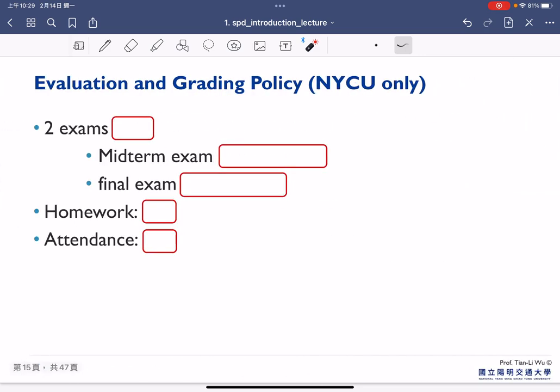Okay, so this is the evaluation and grading policy. Sorry, this is a slide that I forgot to modify. It says NYCU only, because in the last semester this course was also put online for other universities. But in this semester, we only have NYCU students here.